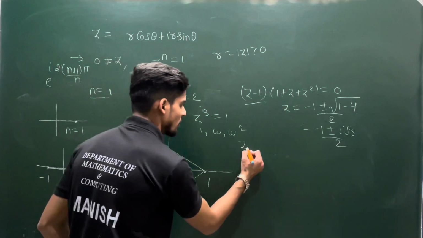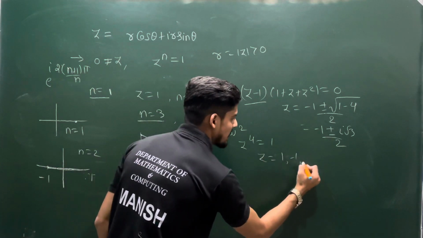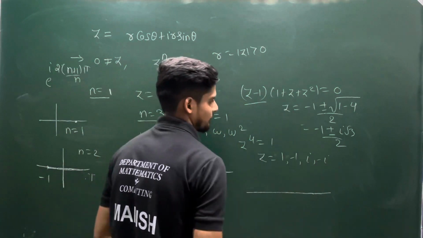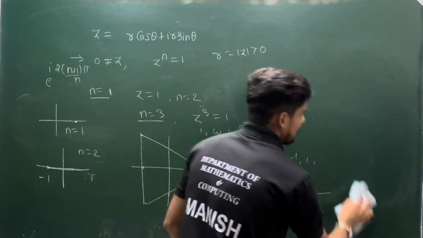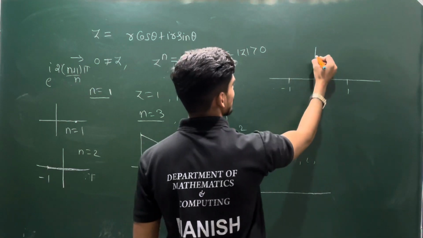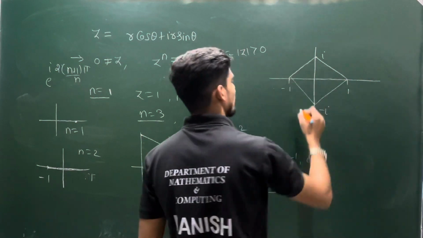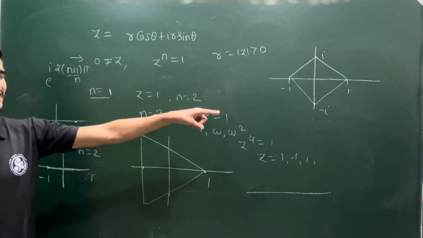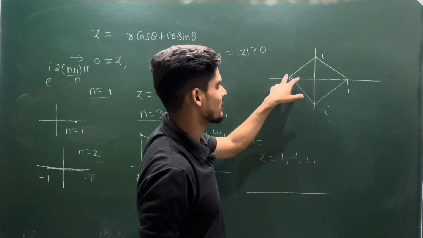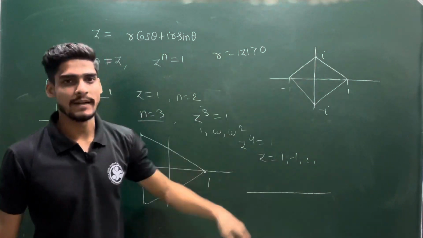Similarly, you observe for z power 4 is equal to 1. This equation has 4 solutions: 1, -1, iota, minus iota. Then you draw this picture. Okay, I am drawing here. So this is 1, this is -1, this is iota, this is minus iota. This will be a square. You can compute that this distance will be same, this distance will be same, and so on. Now the structure is not good because of my drawing, but you observe the structure is symmetric.